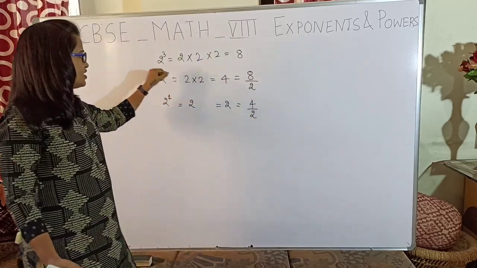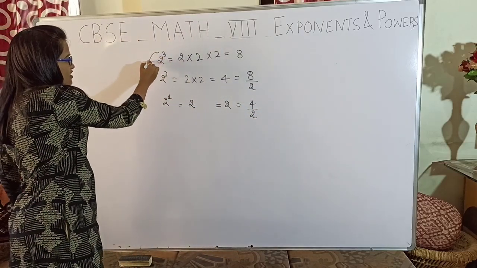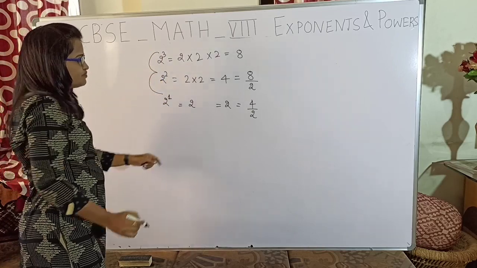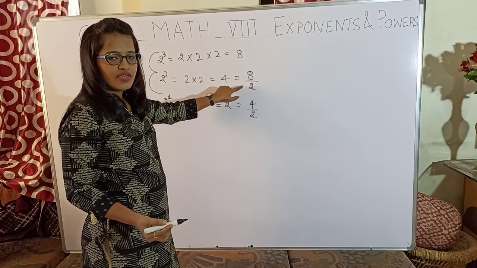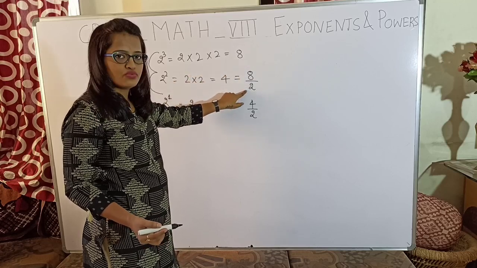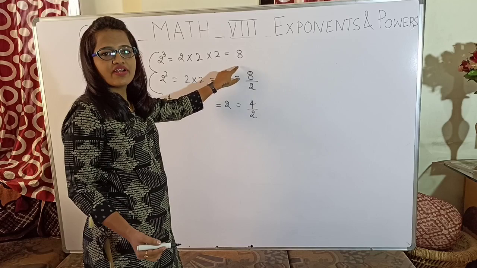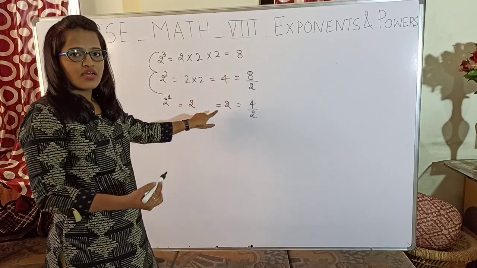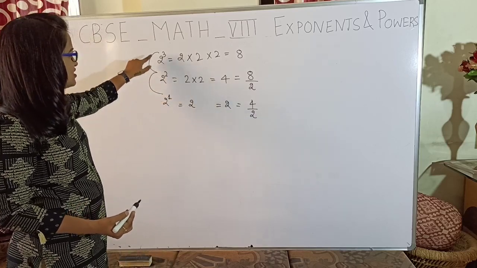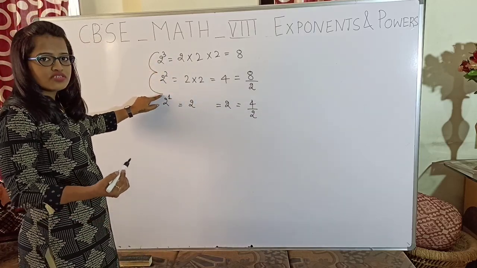So as you can see, as I am decreasing the exponents by 1, each next value is being obtained by dividing the previous value by 2. 4 is being obtained by dividing 8 by 2. 2 is being obtained by dividing 4 by 2. When is this happening? When you are decreasing the exponents by 1.